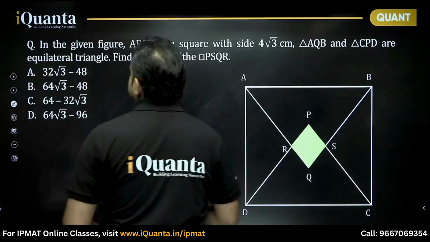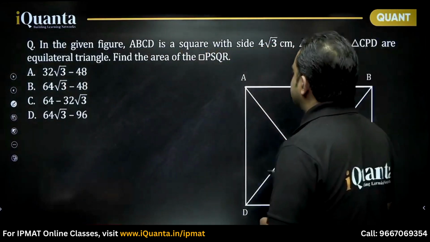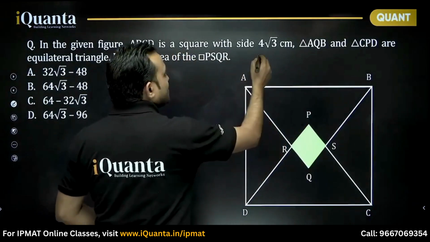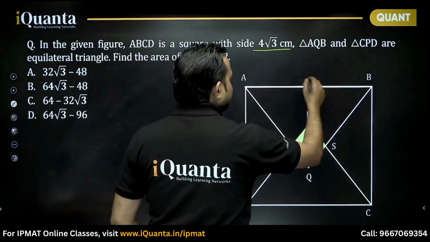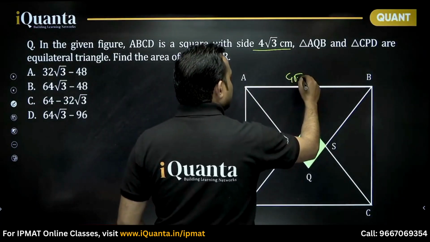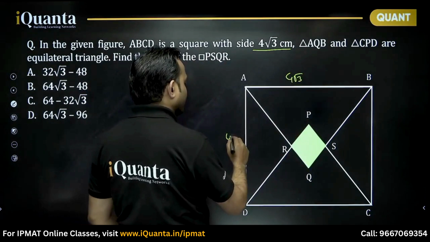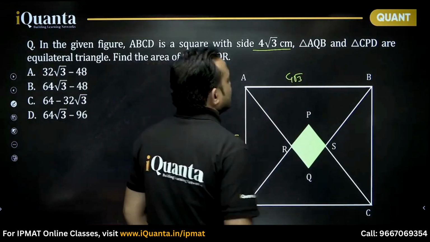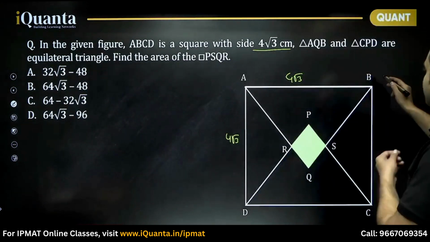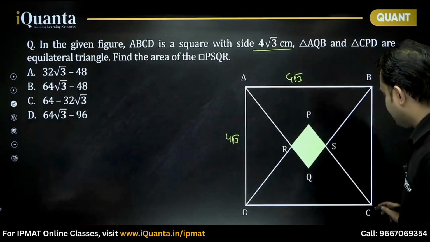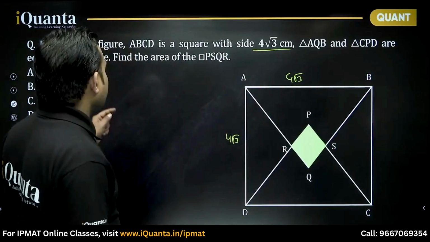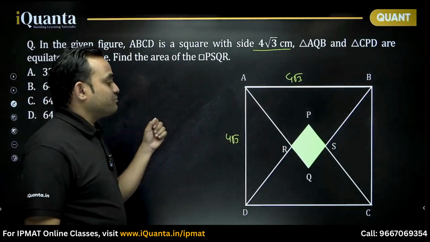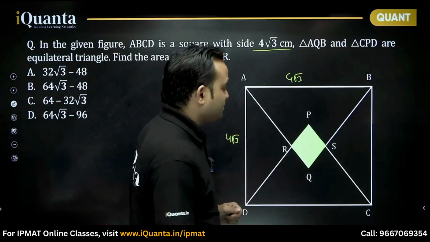This question says in the given figure, ABCD is a square with side 4 root 3 centimeter. So ABCD with side length 4 root 3. Triangle AQP and triangle CPD are equilateral triangles. Now find the area of that quadrilateral PSQR. This is what we need to find.